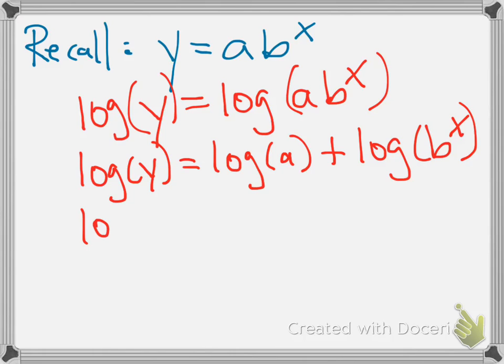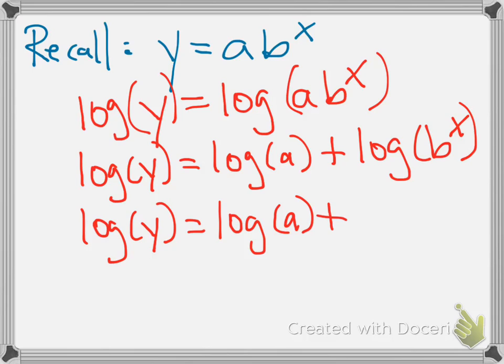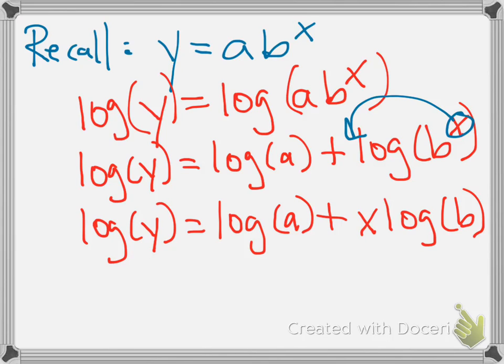So the left side of the equation is still the log of y. We still have the log of a. But now we're going to take the x, our exponent, in this equation, and we're going to pull it out front. So now we're going to have x times the log of b. And so what we've actually just done here is we've taken an exponential equation and we've transformed it into a linear equation, which is our entire goal.